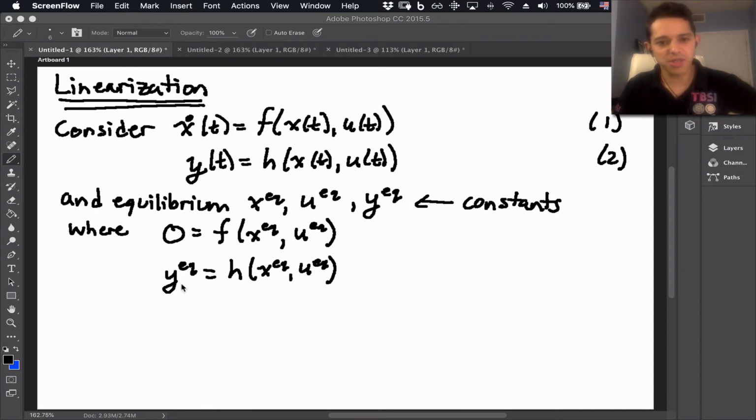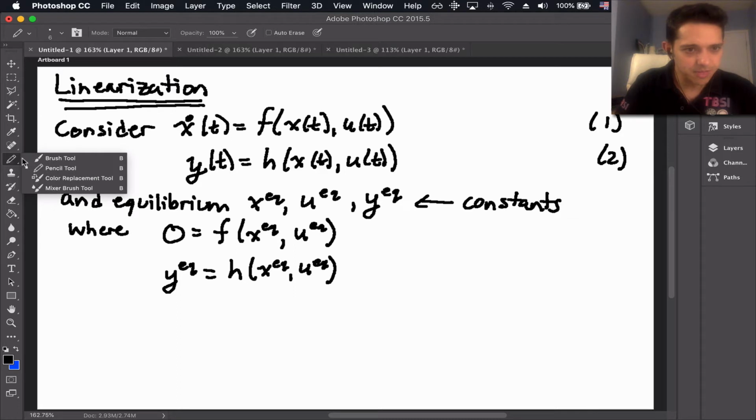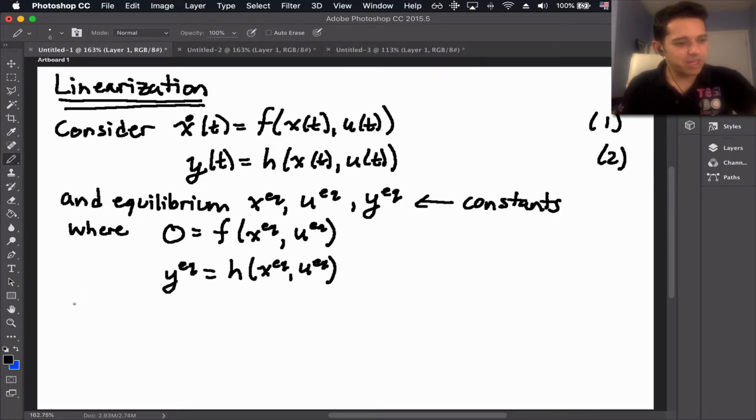We can also compute a corresponding output at equilibrium, which is the value of h when I plug in xeq and ueq, and we'll denote that value by yeq. Let me emphasize here that yeq need not be 0. That is, when the states stop moving, that doesn't necessarily mean that the output is 0. Okay, so then let's now formulate the problem statement of linearization.